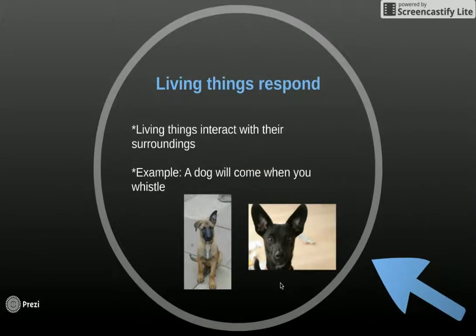Living things also respond. So they interact with their surroundings. So an example of how living things respond is when a dog comes to you when you whistle or you say sit. That's a learned behavior that you've taught them, and they respond to that because usually they think they will get a treat.